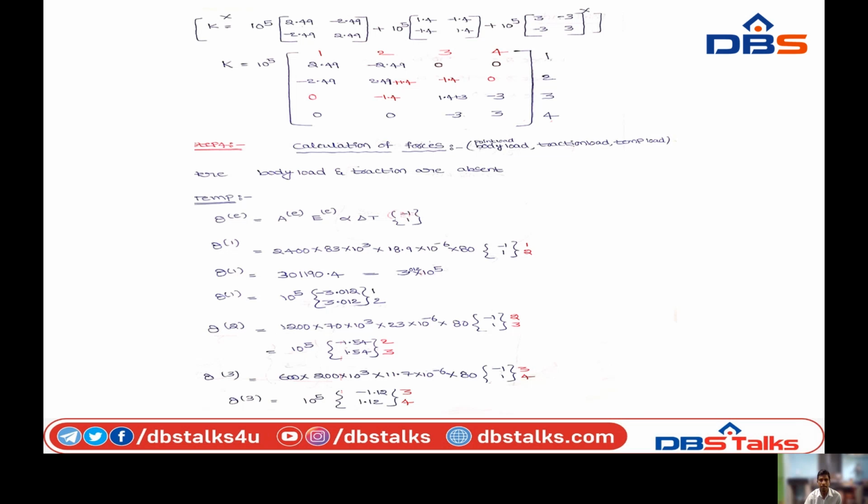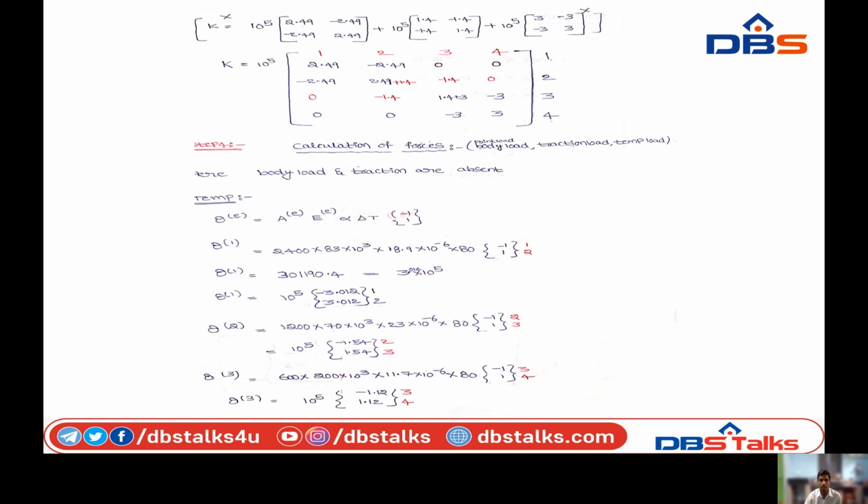After calculating the temperature vector, theta is minus 3.012 into 10 to the power of 5. Similar to the stiffness matrices, here also I am taking 10 power 5 as the common factor. Because of the matrix in the form of minus 1, 1, I am writing theta 1 as 10 power 5 times minus 3.012. Here also I am writing 1, 2 beside that matrix for identification.